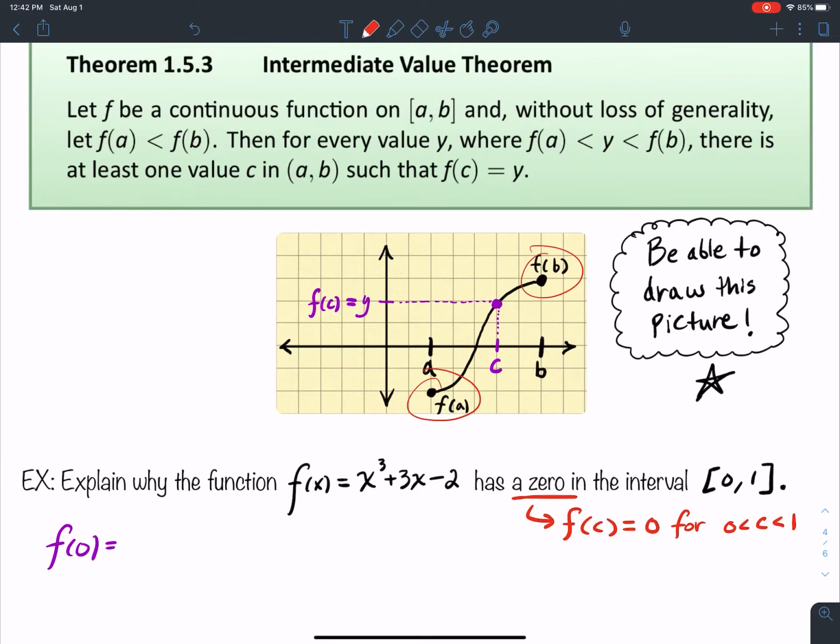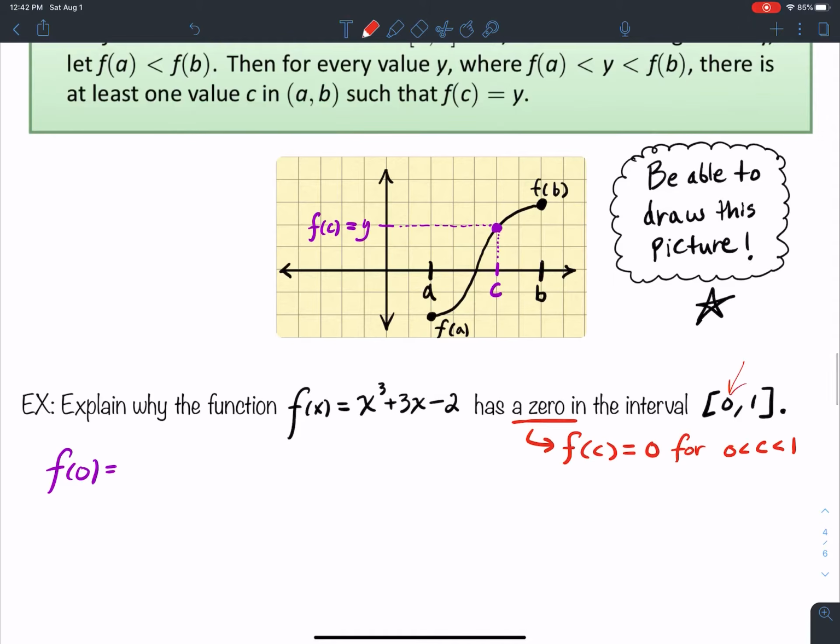So calculate f of b and f of a. So f of a here, I plug in 0. If I plug in 0 to my function, I get 0 cubed plus 3 times 0 minus 2, which gets me negative 2. Okay? If I plug in 1, my f of b here, what do I get? Well, I get 1 cubed plus 1 times 3 minus 2. That gets me positive 2.